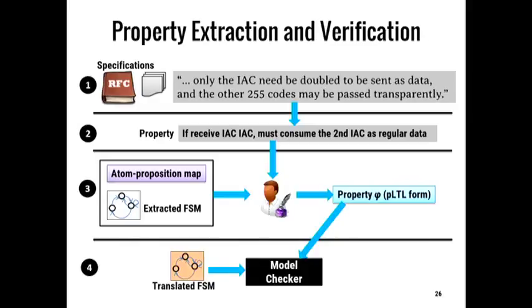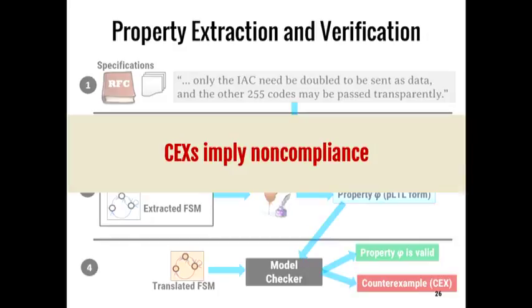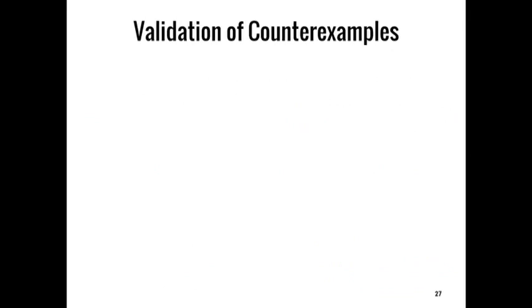If it's satisfied, it will say that the property is valid. If it doesn't satisfy, then it will present a counterexample, which means there is a violation. These counterexamples imply noncompliance. That means the implementation does not comply with those requirements. Now you can ask, what if these reported counterexamples are false alarms? Yes, these are possible. Therefore, we use some validation techniques to rule out such false positives.